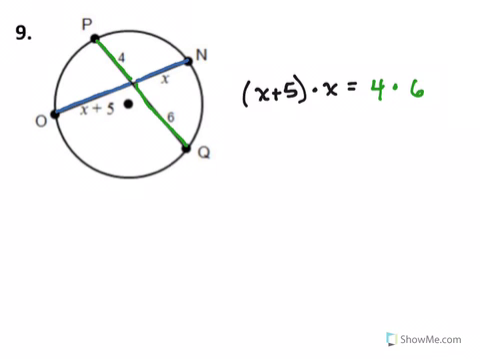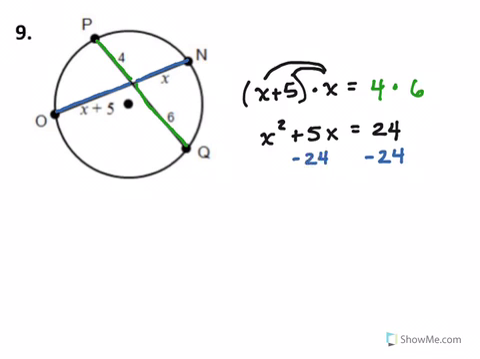And we'll just use algebra here to distribute in our x. So we'll distribute the x into the 5 and to the x, giving us x squared plus 5x is equal to 4 times 6, which is 24. And now we have a quadratic, so we're going to move this 24 over by subtracting 24 from both sides, which will give us 0 on the right and x squared plus 5x minus 24 on the left.